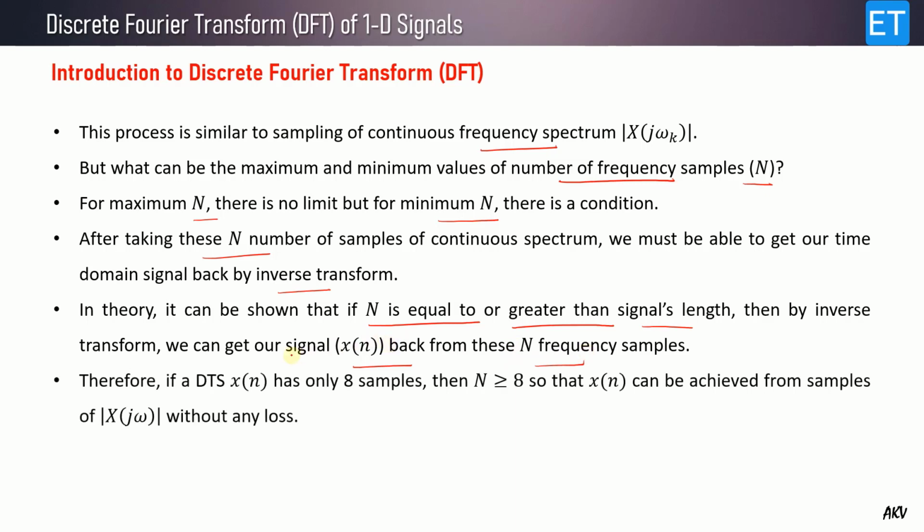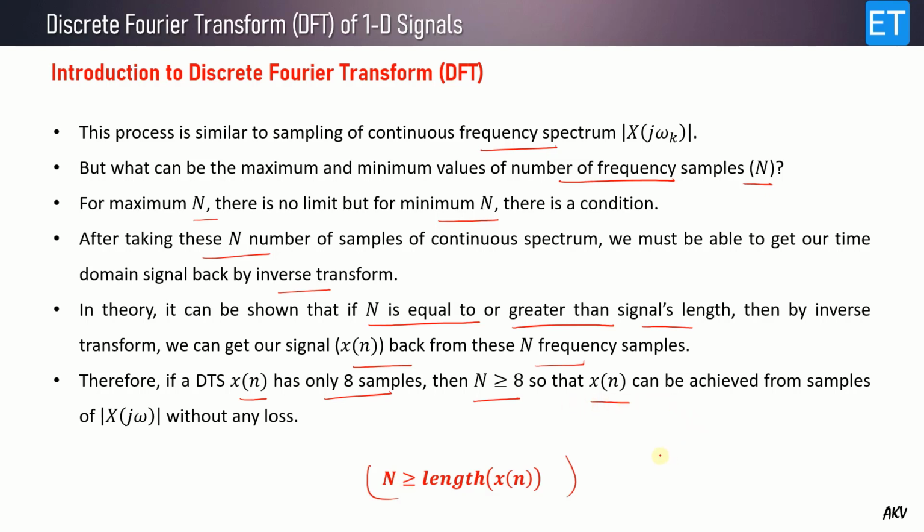For example, if my discrete time signal x[n] has only 8 samples, as I have just shown in the previous slide, then the number of points should be either equal to 8 or greater than 8, so that x[n] can be achieved back from the samples of this continuous function using the inverse transform. So, the general rule is this. The number of points which you will find of this continuous function of omega should be either equal to the length of x[n], or it should be greater than the length of x[n].